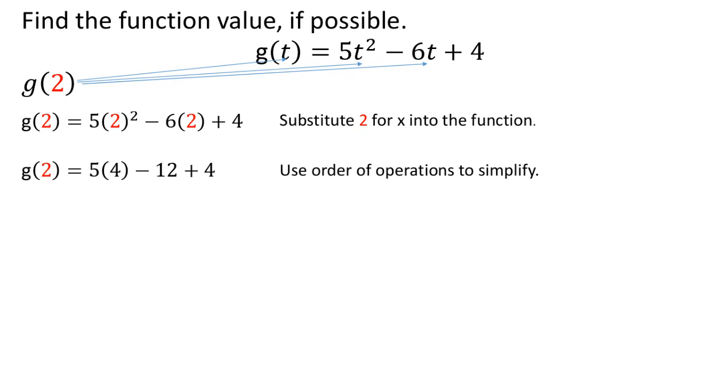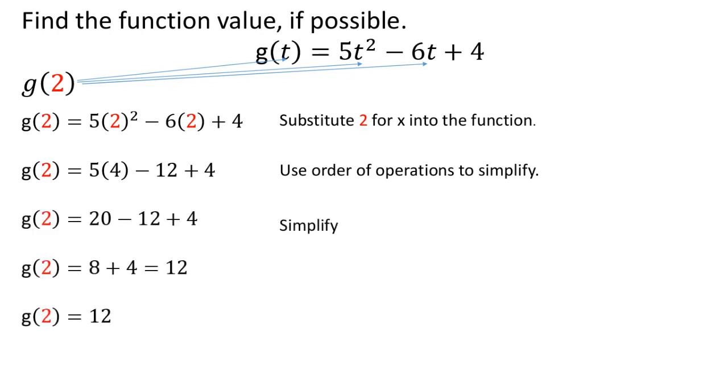So let's go ahead and simplify. 2 squared is 4. A -6 with a 2 is -12, plus 4. So 5 times 4 is 20, minus 12 plus 4. Let's simplify. 20 minus 12 is a positive 8, plus 4, and 8 plus 4 is 12. So when my input value was 2, my output value, or y value, is 12.